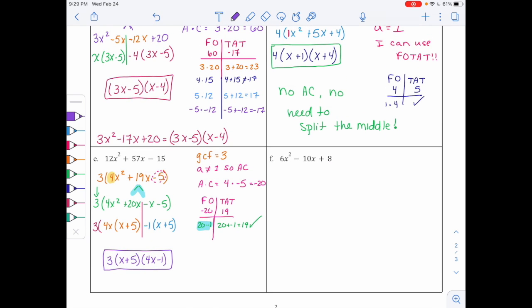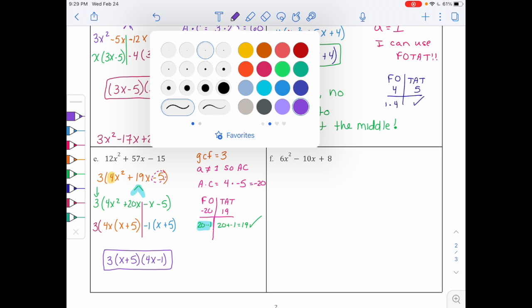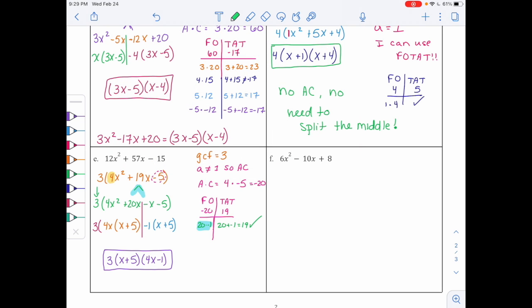Last one, if you haven't tried any on your own, I really encourage you to give this one a shot and see how far you can get. I will give you a hint, there is a GCF, it is 2. So I've got a greatest common factor of 2. I can factor that out. I'm going to be left with 3x squared minus 5x plus 4.